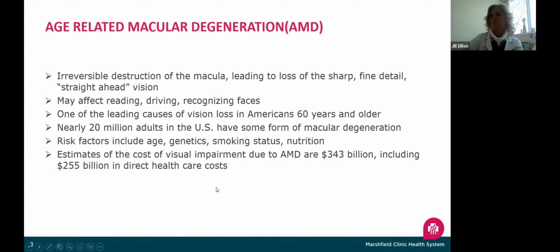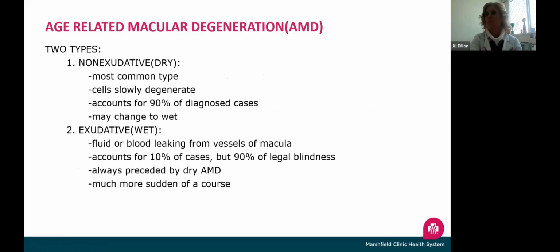And what are our risk factors for macular degeneration? Well, we know that age is certainly, and you can see it right there in the title, age-related macular degeneration. That's the most common risk factor. But genetics play a role. Do you have it in your family? Smoking status, I've got to tell you, smoking can be really tough on your entire body, but we know that smokers have a higher incidence of macular degeneration. And then just nutrition in general, and we'll talk about that as the slideshow goes on.